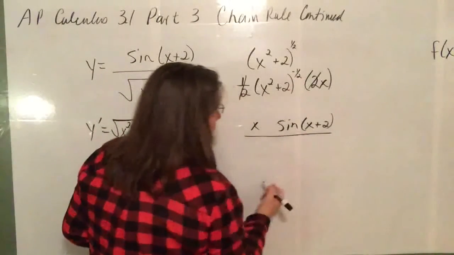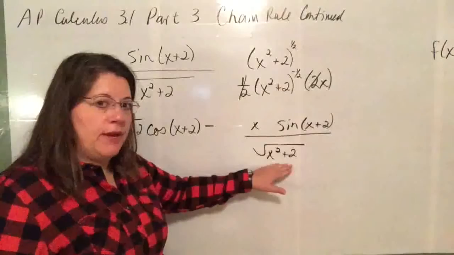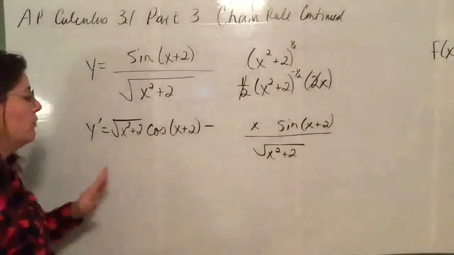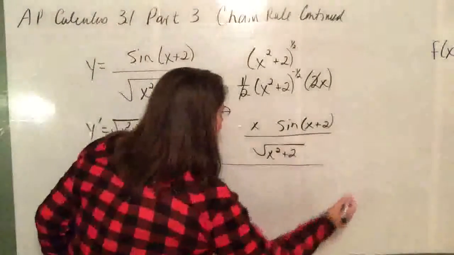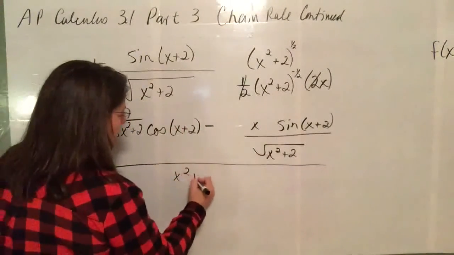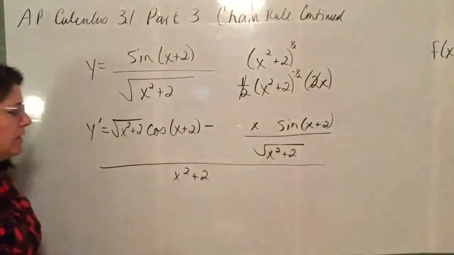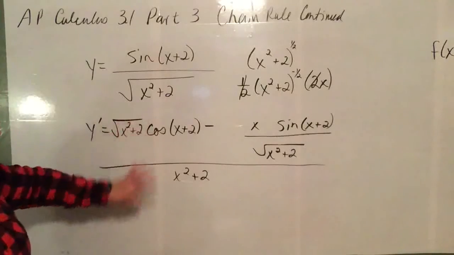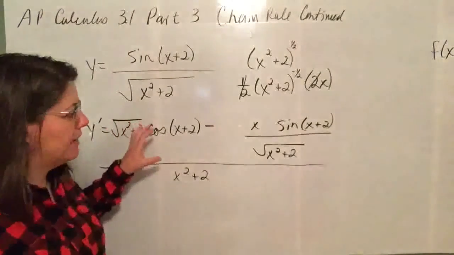So that is going to go on the bottom as the square root of x squared plus 2, because that's a negative 1/2. It has to go to the bottom of that term. And then don't forget, we have to divide by the bottom squared. Well, if I square that, that's just x squared plus 2. So now, I'm not allowed to leave this as is because this is a complex fraction.